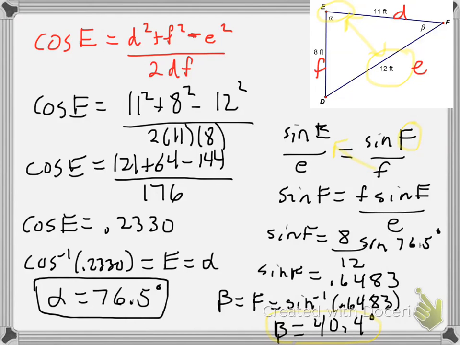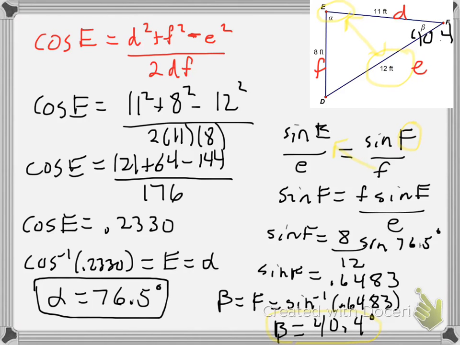So we've got the two angles. So this is 40.4. And the other one's going to be 76.5 degrees in that triangle. And that's all there is to it. Just a lot of work.